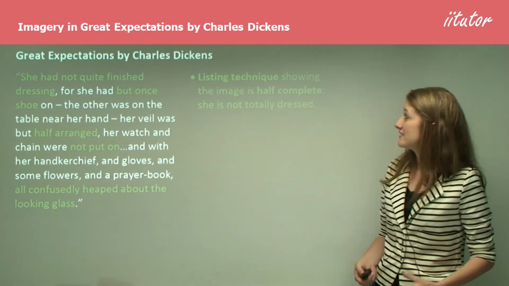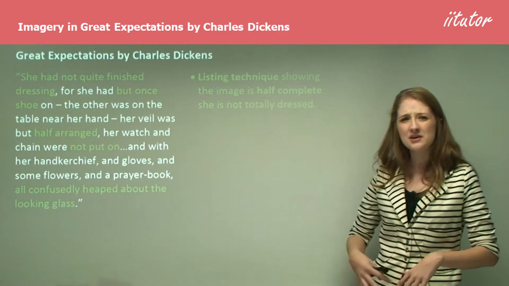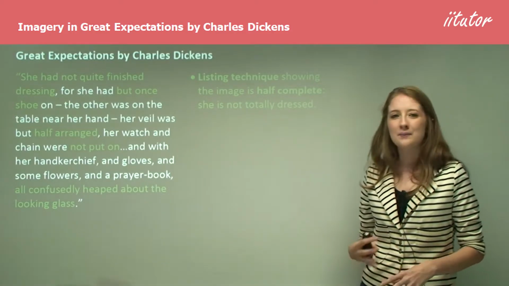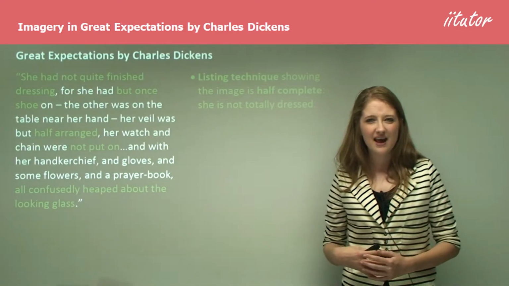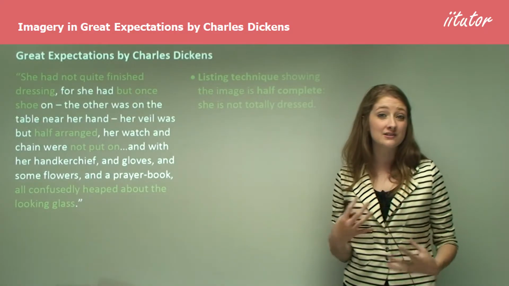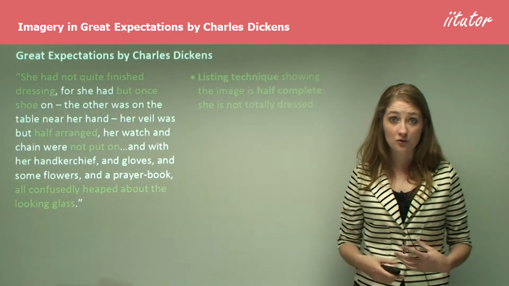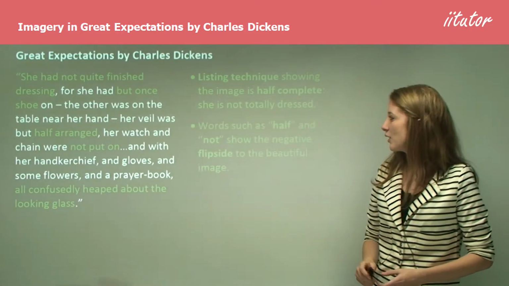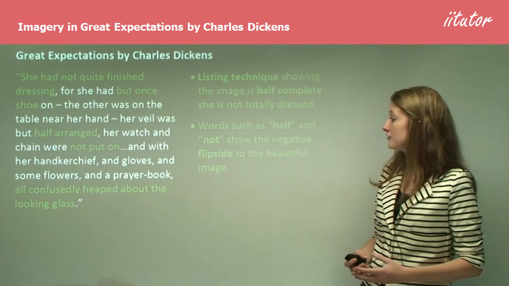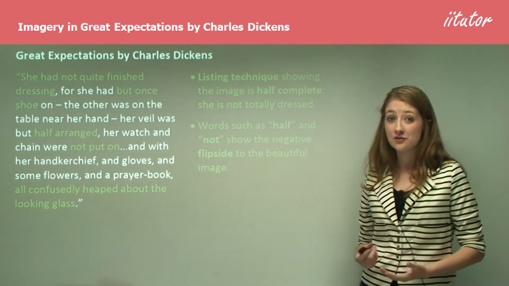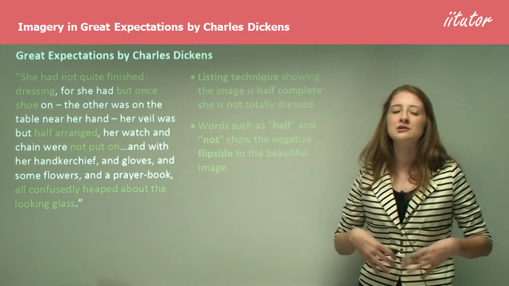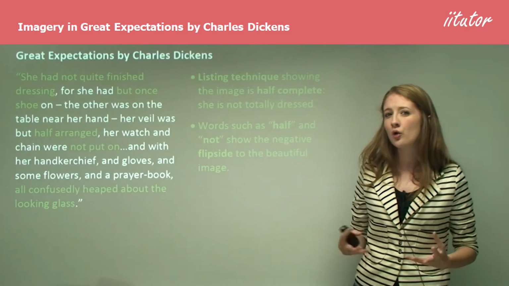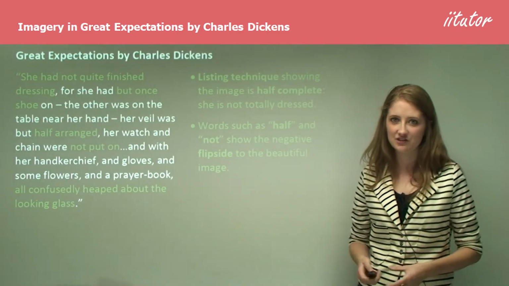So this listing technique really shows that the image is half complete. The character isn't totally dressed, and you're getting this sense of everything being in disarray and being very confused. So that image is being very well built up throughout this passage. Words such as half and not show the negative flip side to the beautiful image. You know, this image isn't completely there, and it's not quite right because it hasn't been finished yet.